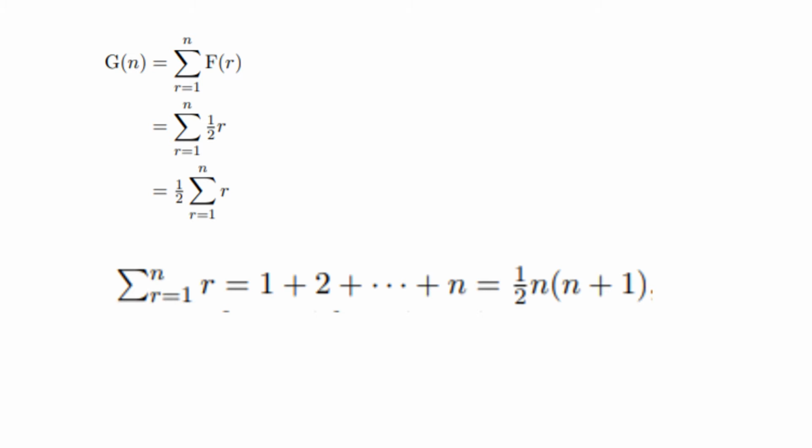So we want to sum, or rather the sum up to n is half n times n plus 1, and of course we're timesing that by a half. So g of n turns out to be a quarter n, n plus 1.